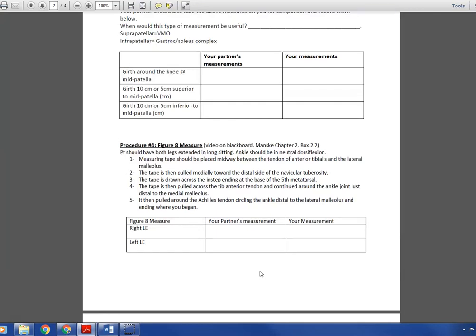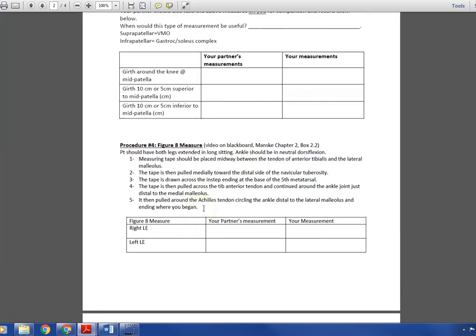So what you're going to do is start with the tape measure midway between essentially the medial and lateral malleoli. You're going to pull the tape measure medially towards the arch of the foot. You're going to wrap around by the navicular tuberosity. The tape measure is going to go underneath the bottom of the foot, up around the lateral side, and you're going to then wrap around the malleoli. You should stay inferior to the medial and lateral malleoli and then come across to where you started.